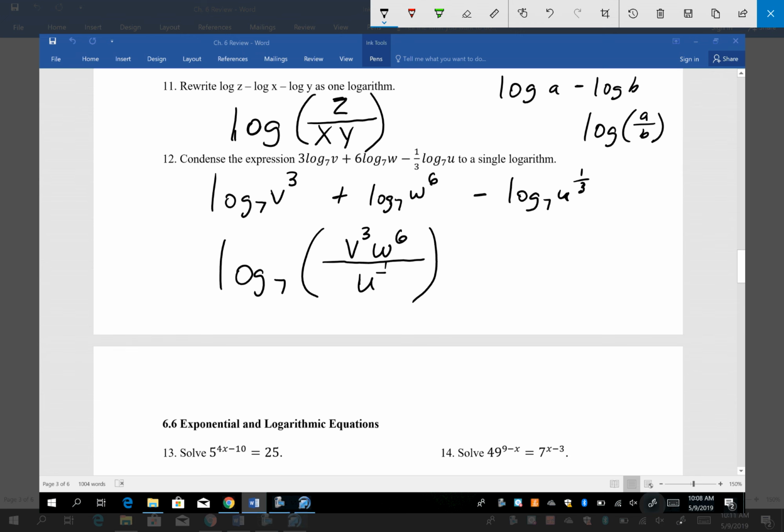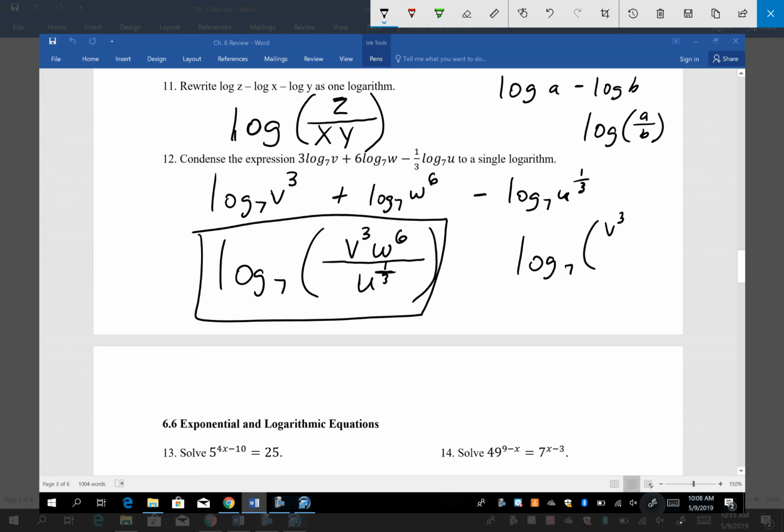U to the 1/3. Now I believe my answer key looks a little different because anytime I see a fraction exponent, I make it a radical. So here's what I wrote. This is fine, right? If you stopped here, you're good. I'm fine with it. But what I write is this. That's the cube root of u. But either is fine. I don't care.